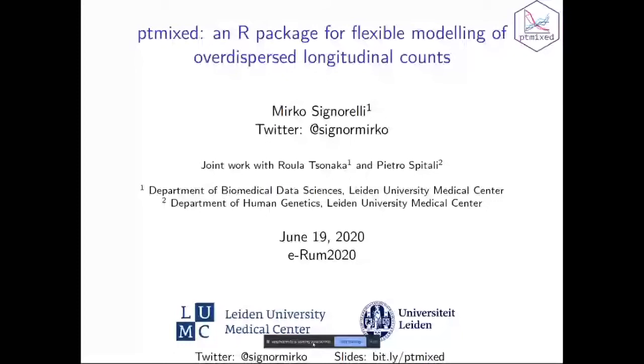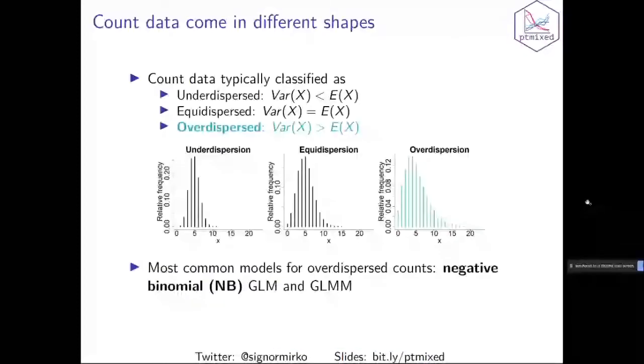As you may already know, count distributions are usually divided into three groups, depending on whether their variance is smaller, equal, or larger than their expected value. These groups are respectively labeled as underdispersed, equidispersed, and overdispersed. In this talk, I will focus on overdispersed counts. Usually, overdispersed counts are analyzed using models based on the well-known negative binomial distribution.